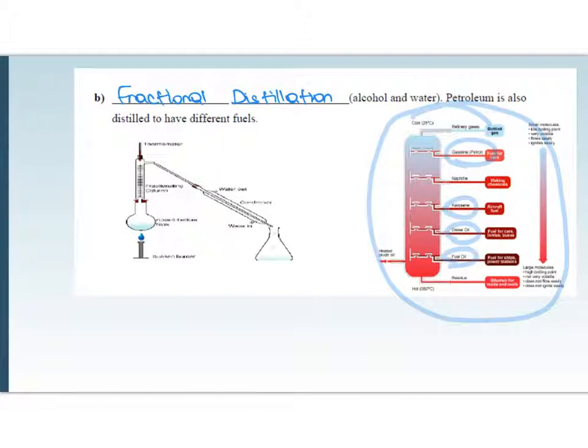You just boil, let's say, alcohol and water here. After a while alcohol is going to be vaporized and it's going to meet with the cold air here, and it's going to be condensed. So the one with the lowest boiling point is going to be vaporized earlier and condensed in this collecting container.